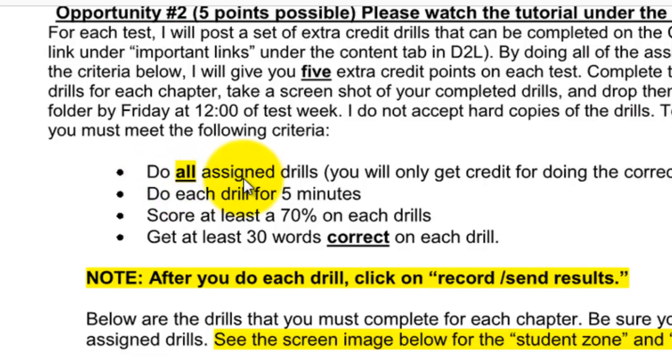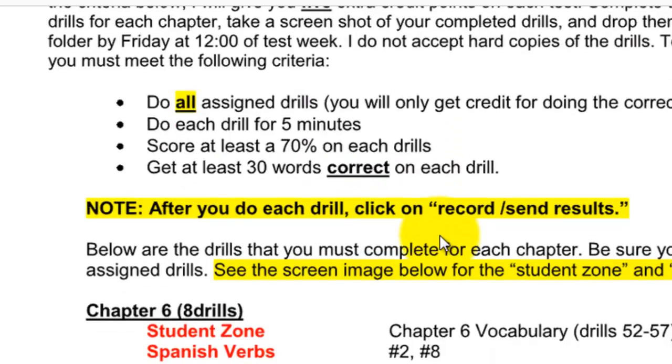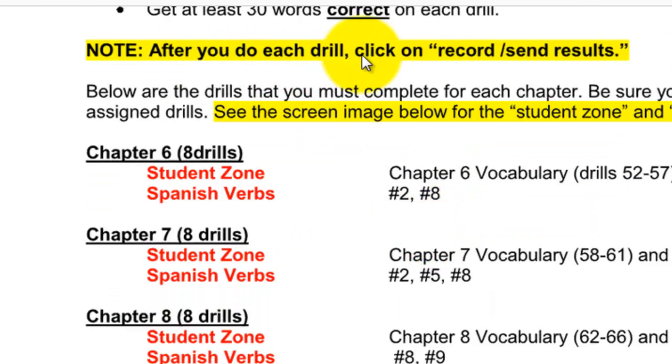You need to do all the assigned drills. You have to do each drill for no more than 5 minutes and no less. Score at least a 70% on each of the drills and get at least 30 words correct on each drill. After you do the drills, you must hit record send or there will be no record of it.